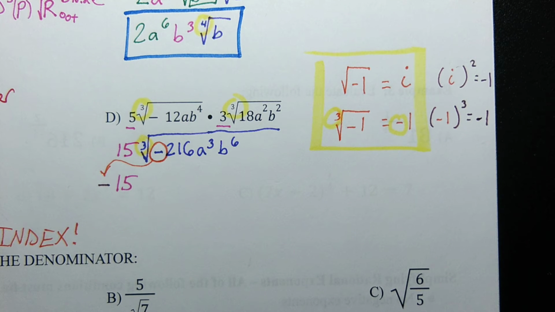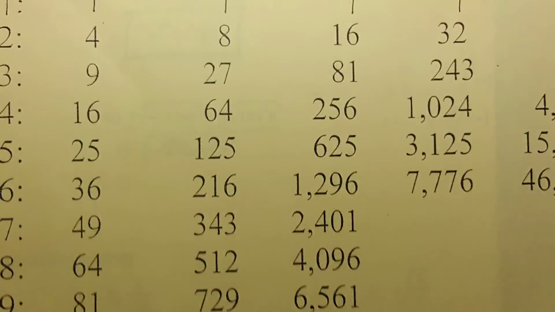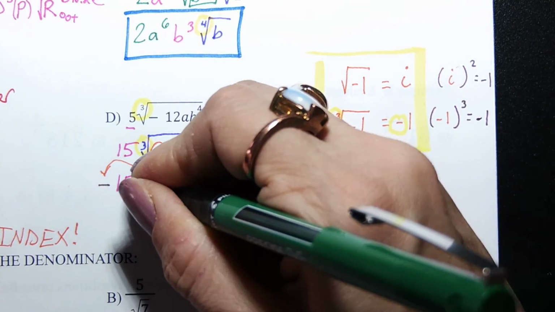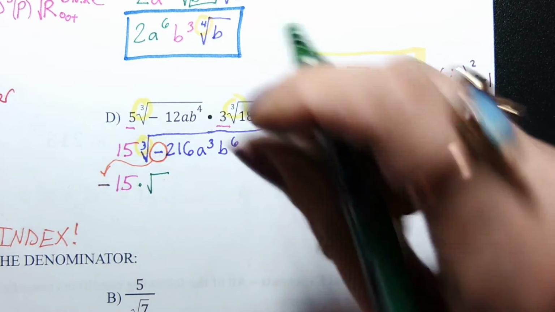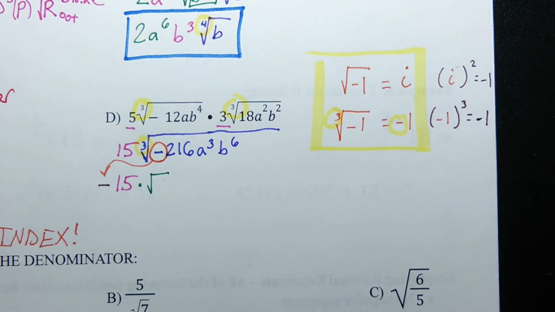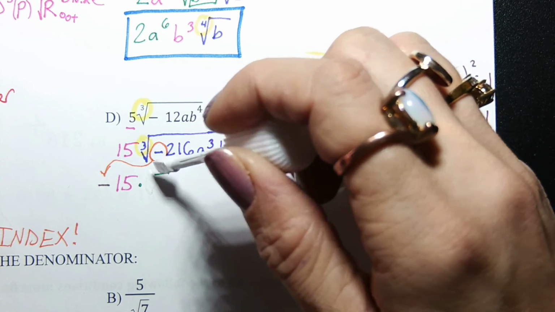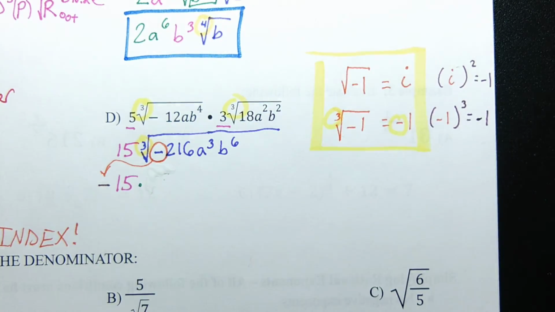Then I look at 216. Is 216 a perfect cube? We see on our yellow sheet that it is. 216's cube root is 6. When we bring it out, whoops, we are multiplying those, but we are not putting it back under a radical, so we're going to get rid of that. And this is just times 6.